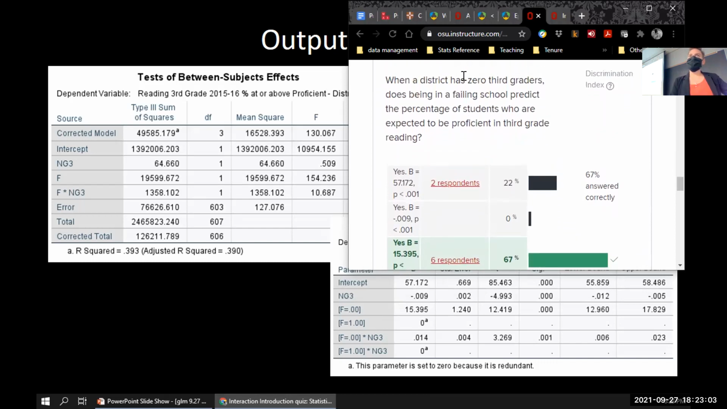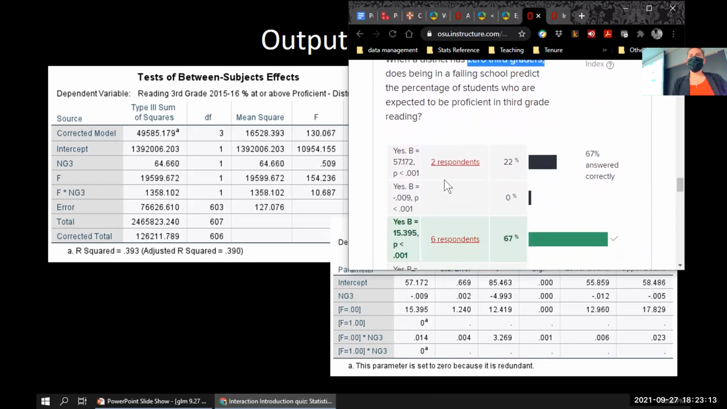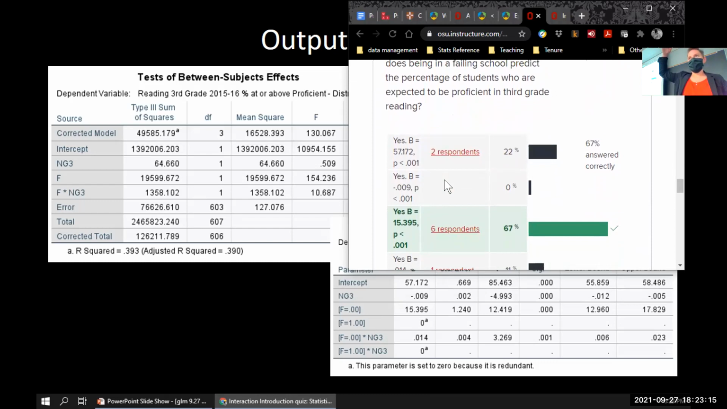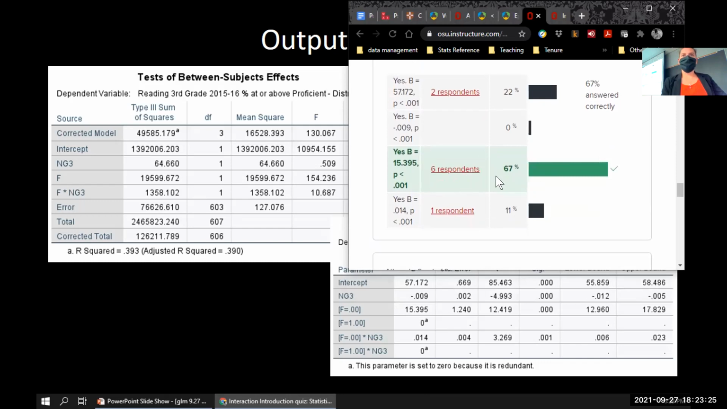Here, I think that I tricked some of you because I said having 0 third graders. So you're used to that being, when I talk about 0, usually I'm talking about the intercept. But in this case, I'm talking about one of the predictors, because remember, like that graph showed, we always need to be interpreting things at whatever the 0 point is, which is why this one's correct there.